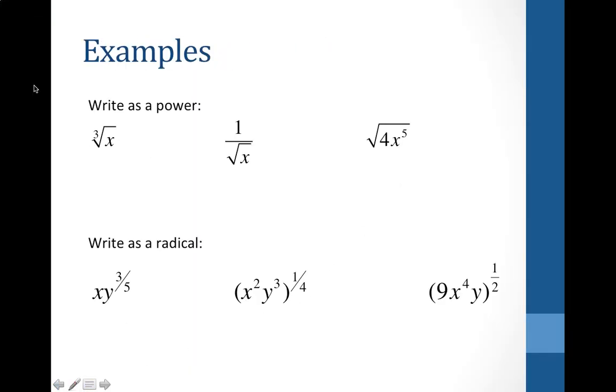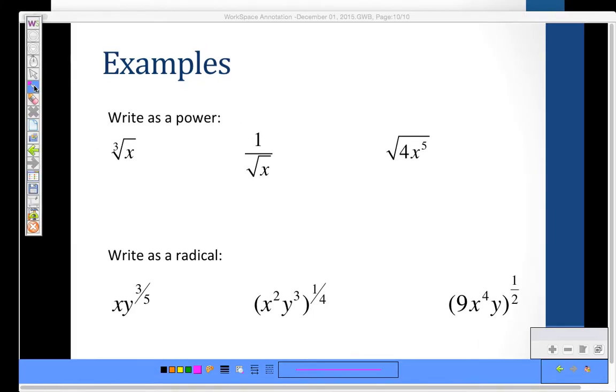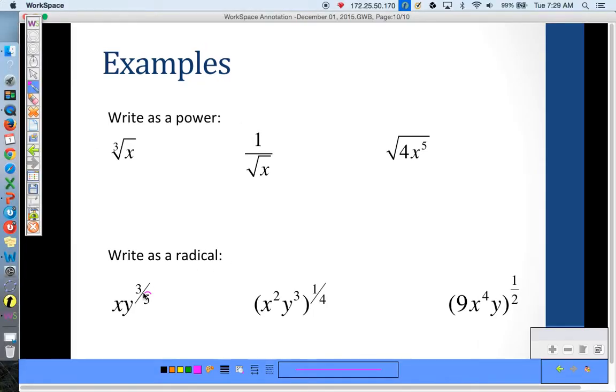Sorry about that. So, this bottom number is our radical number. So we have our x. It doesn't have an exponent, so that's really x to the first, times the fifth root of x cubed. This one, our root would be the fourth, so we have the fourth root of x squared y cubed.